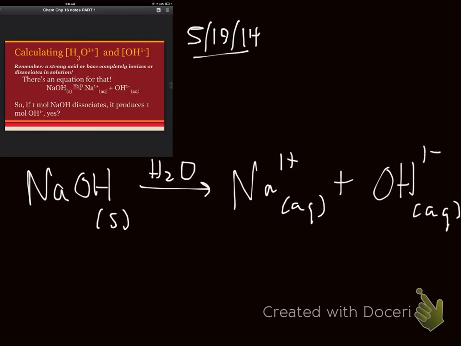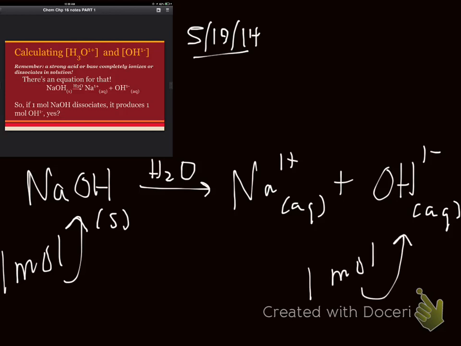Okay, so we have an equation here for the what of sodium hydroxide? What is this? This is dissociation, because it's an ionic compound, so it is splitting up into the ions that are already there. And if we have 1 mole of sodium hydroxide, how many moles of hydroxide ions do we get? 1. We get 1 mole of hydroxide ions.